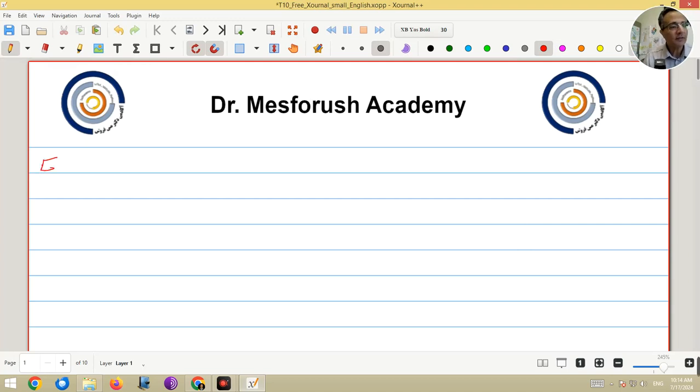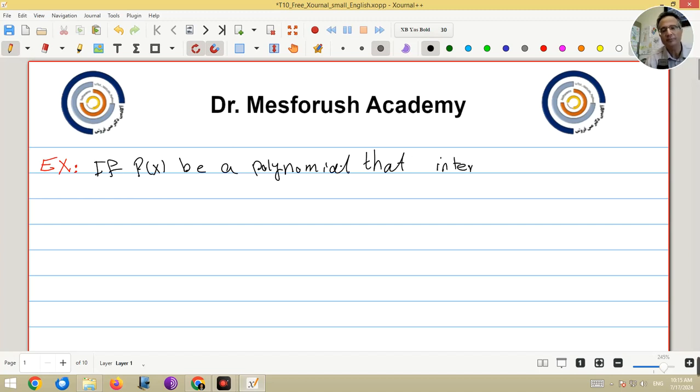Let me first write the problem. The problem says that if P of x be a polynomial that interpolates f of x at n plus 1 nodal points. When we say nodal point, it means that these n plus 1 points are mutually distinct. Okay? Call the points x0, x1 to xn.